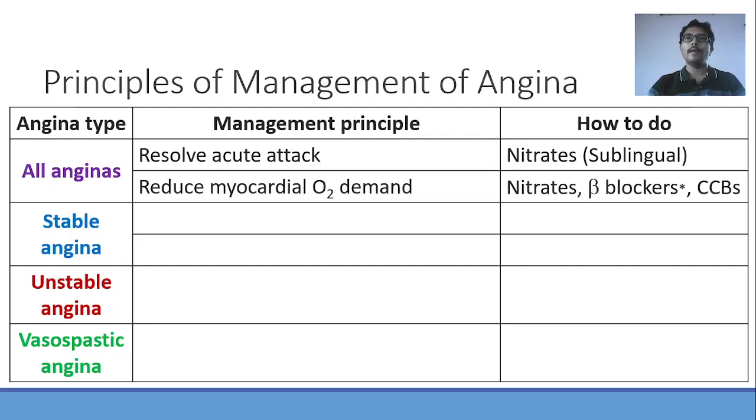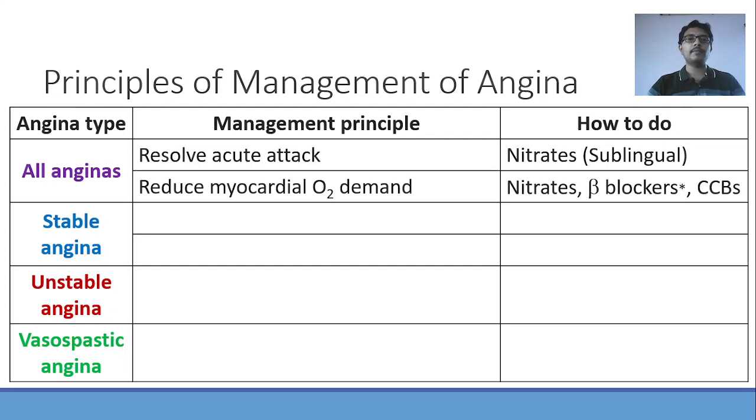The reason for that is beta blockers, especially non-specific beta blockers, which block both beta 1 receptors and beta 2 receptors, block the beta 2 receptors that are located on the coronary arteries. Beta 2 receptor activation in the coronary artery is responsible for vasodilatation. If these beta 2 receptors are blocked, there will be vasoconstriction. Already the patient is having vasospasm. That is the pathology behind vasospastic angina. If the patient is having vasospastic angina, you should not use beta blockers. Understood? So this is the management principle that is applicable for all types of angina.